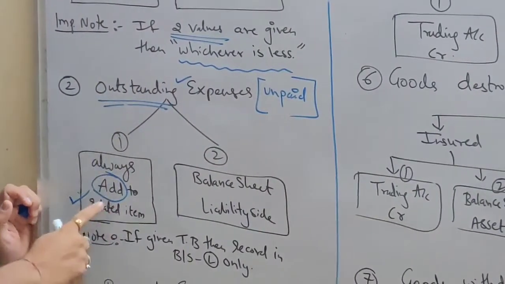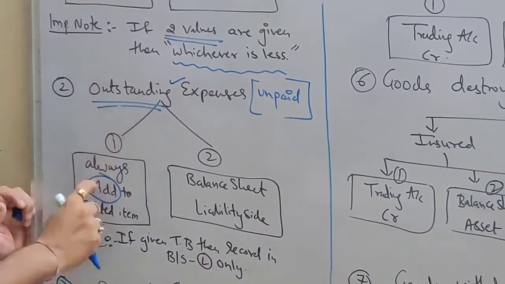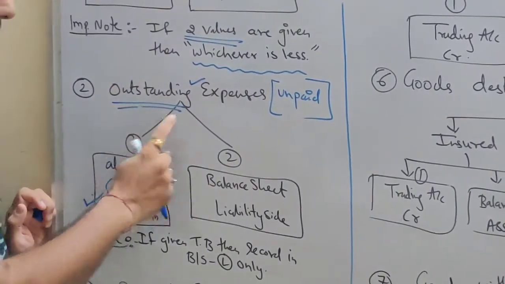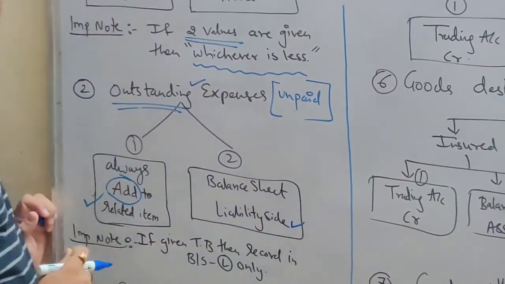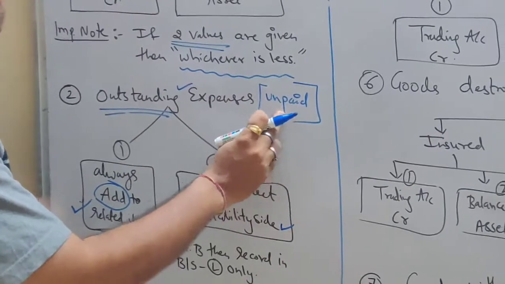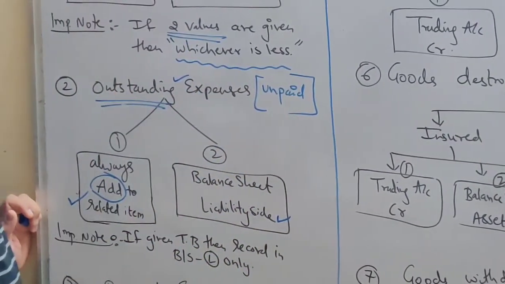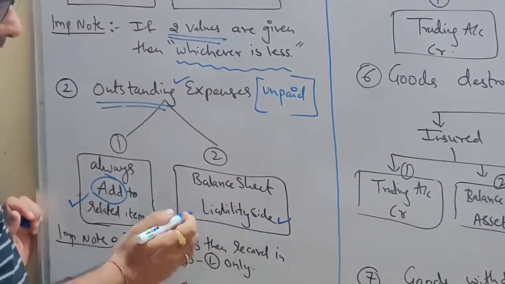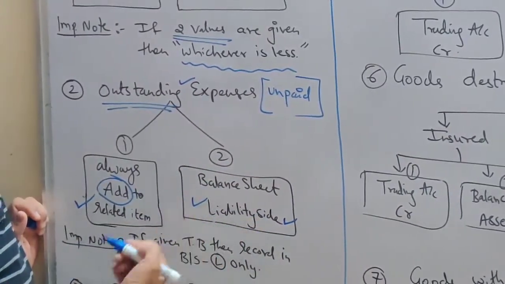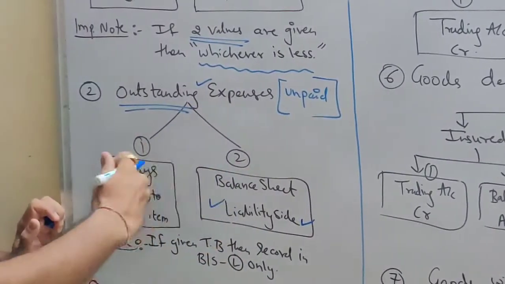But this is your first effect. So the first effect is always add. We always add the outstanding amount. What will be your second effect, students? You will write it as a liability. Why? Because it is unpaid. You have to pay this. You haven't paid. It is payable by nature. In the future, it is payable. Whatever is payable is your liability. So write the second effect as your liability. Am I clear with this?